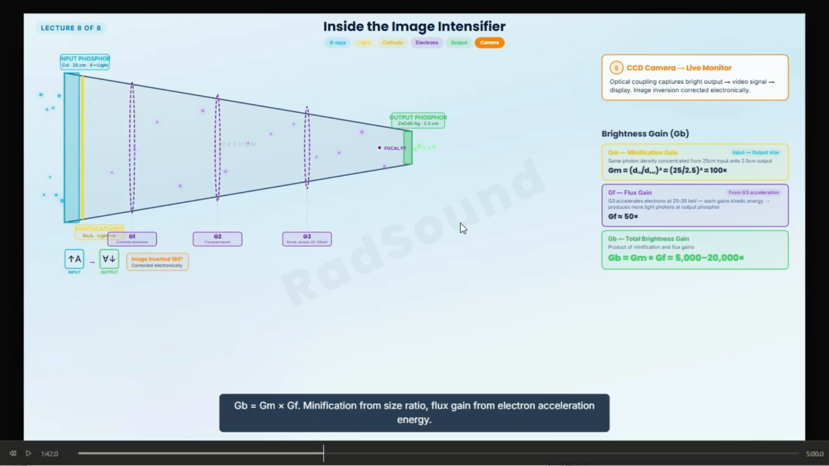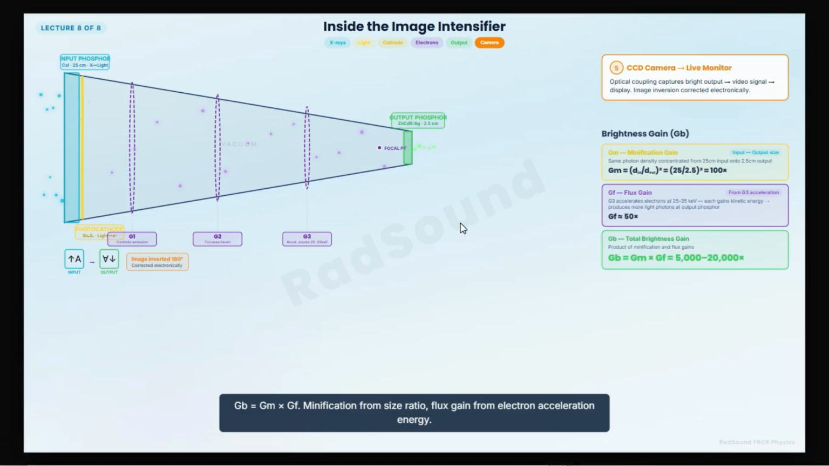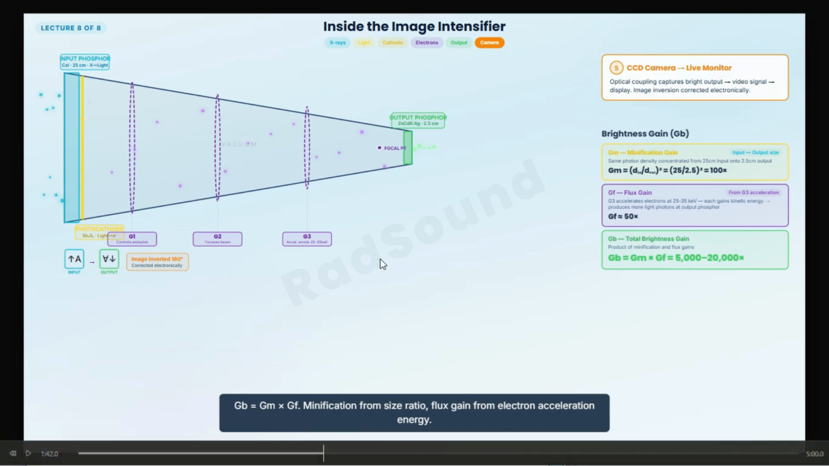So just a really remarkable magnification, or say the brightness has been amplified. The amplification is very high. For each one X-ray, we get as many bright light photons as possible that can be used to form the image that will be displayed on the monitor.